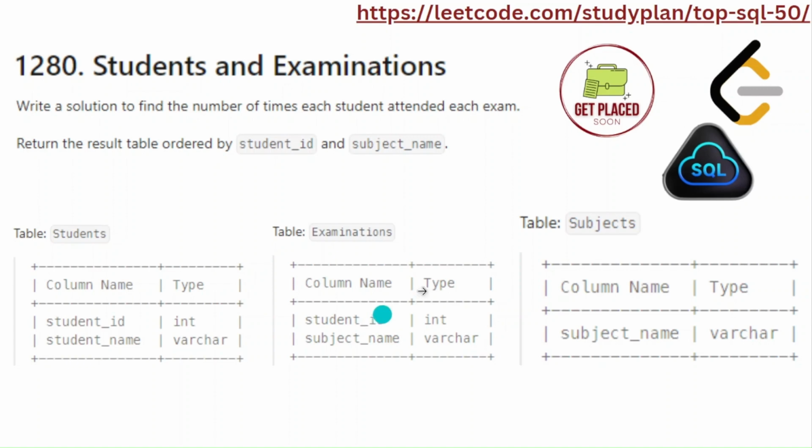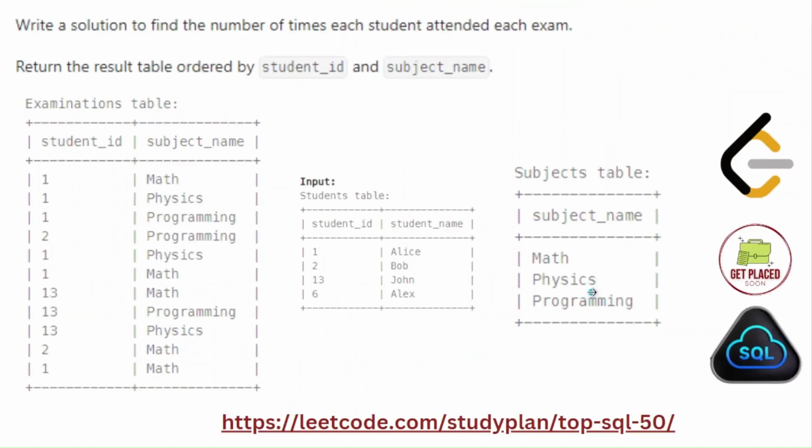Now moving ahead, we have one more table, that is subjects table. Subject table consists of the subject name. So in that semester, whatever the students are related to, in whichever class it is, those subjects will be there here. I'll show you the table. Yeah, in the students table you can see we have 4 students: Alice, Bob, John, Alex. And in the subjects table we have 3 subjects: maths, physics and programming.